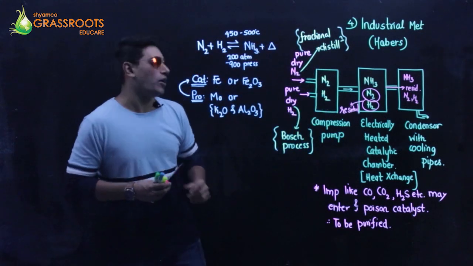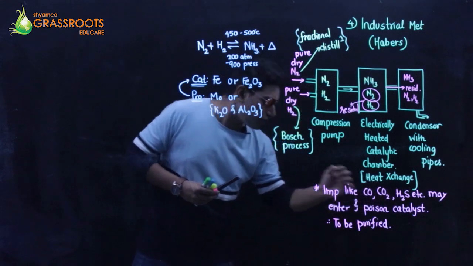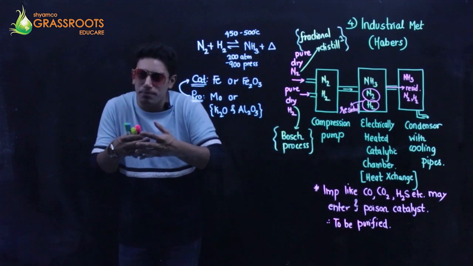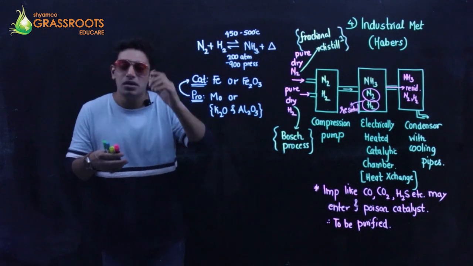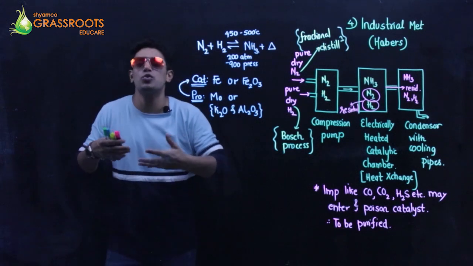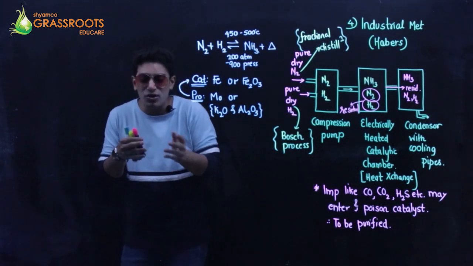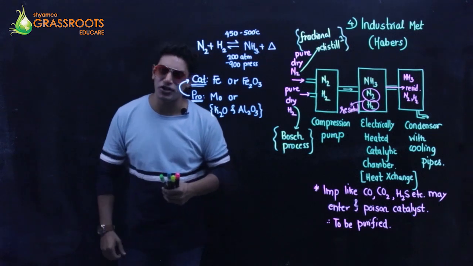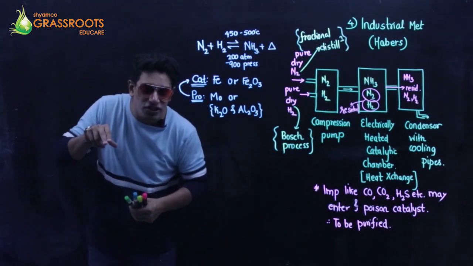You will ask me, sir, what is the heat exchanger used for? Heat exchanger, whenever the combination between them takes place. Combination means whenever a nitrogen and a hydrogen try to combine together, there is always an exchange of heat between them, as a result of which they come close to each other.